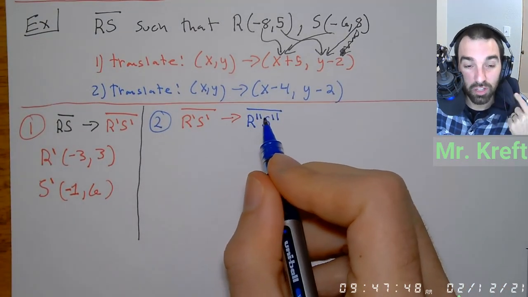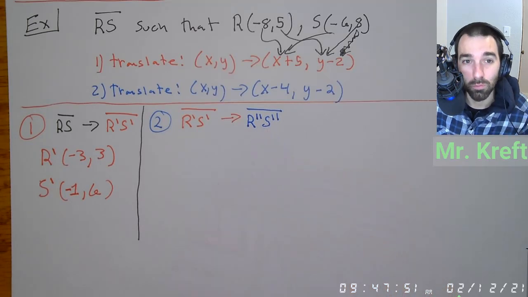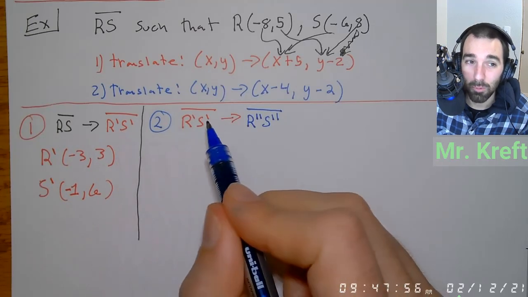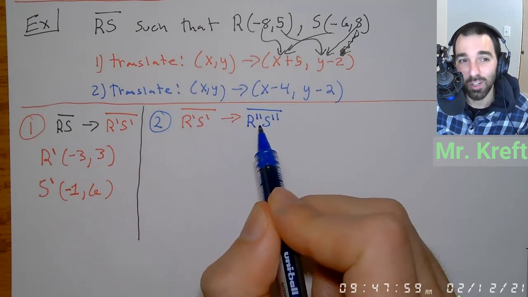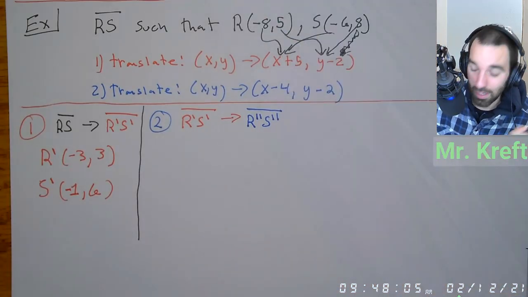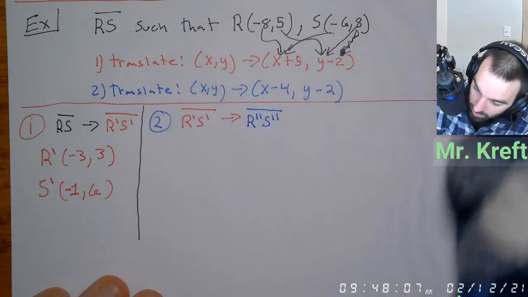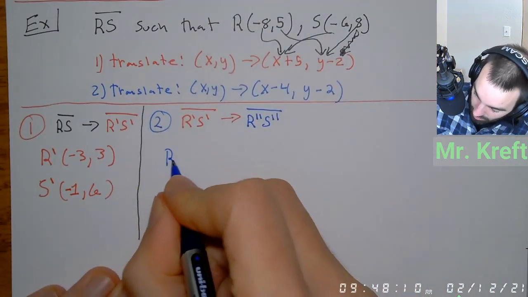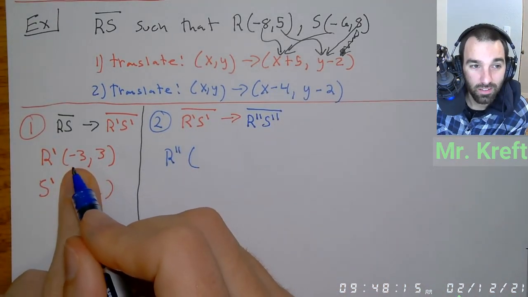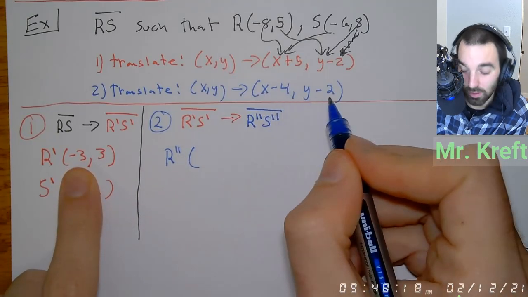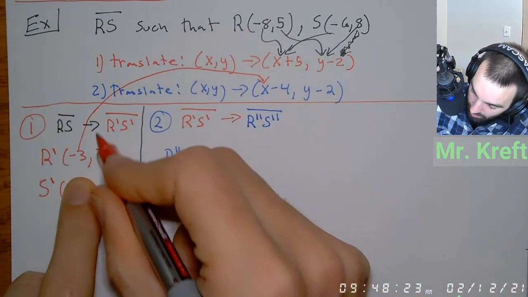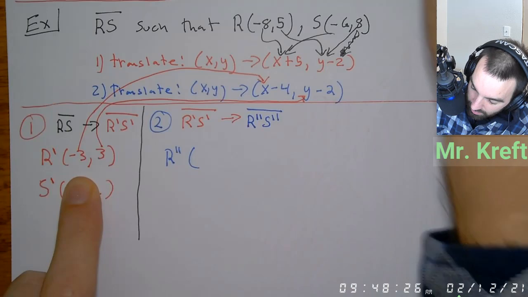Okay, and notice how these little tick marks up here, they tell us how many times we've moved. So I went from my original to R prime, S prime, and then now I'm going from R prime, S prime to R double prime, S double prime. And you guessed it, if there was a third, it would be triple prime. So to get R double prime, I'm going to take this coordinate and plug it into my new formula here. Again, I'm going to take my X here and my Y here.